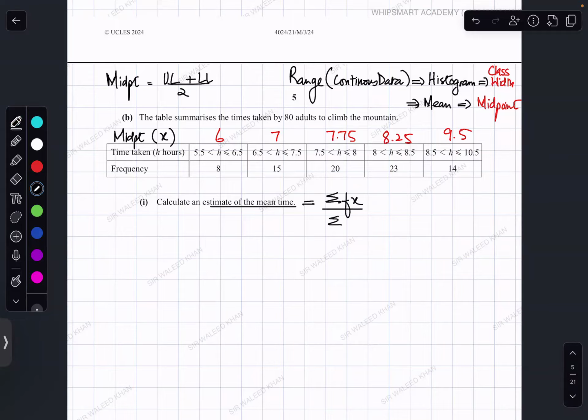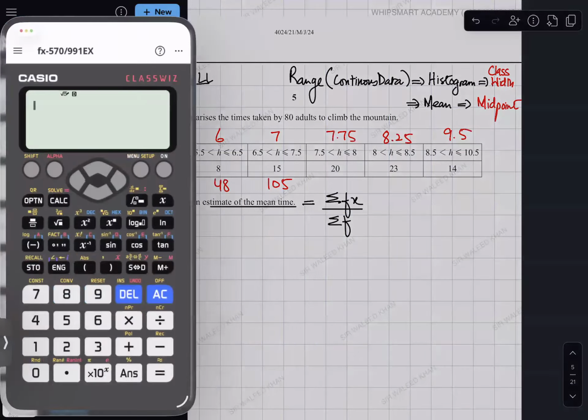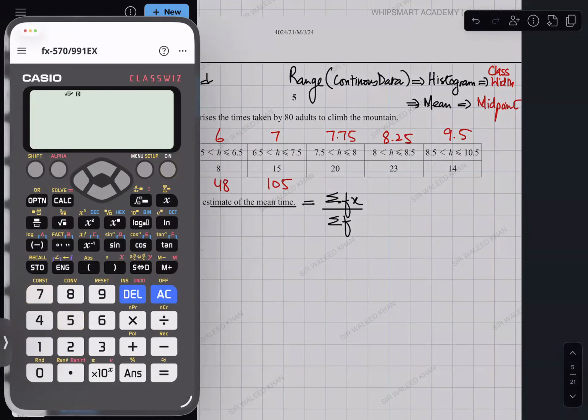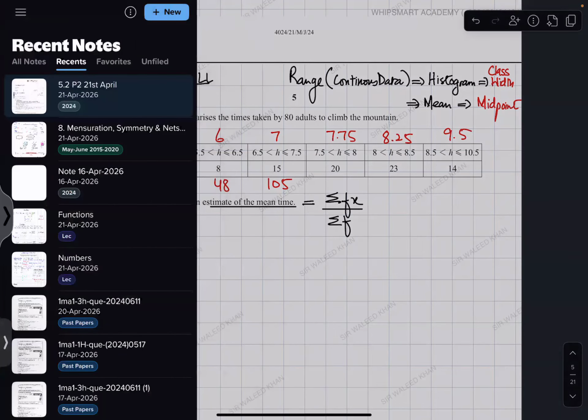Now, to figure out the mean time, we have to use the formula sigma fx over sigma f. That means sum all the fx values divided by the sum of all the frequencies. So fx you can find by multiplying the row of frequency with the x. 6 times 8, that is 48. This over here, 105. 7.75 times 20, 155.